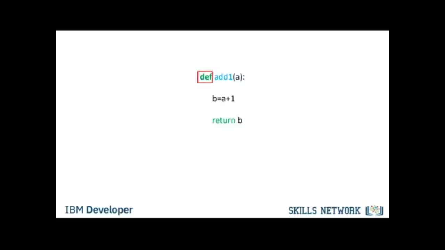To define a function, we start with the keyword def. The name of the function should be descriptive of what it does. We have the function formal parameter a in parentheses, followed by a colon. We have a code block with an indent. For this case, we add 1 to a and assign it to b. We return, or output, the value for b.